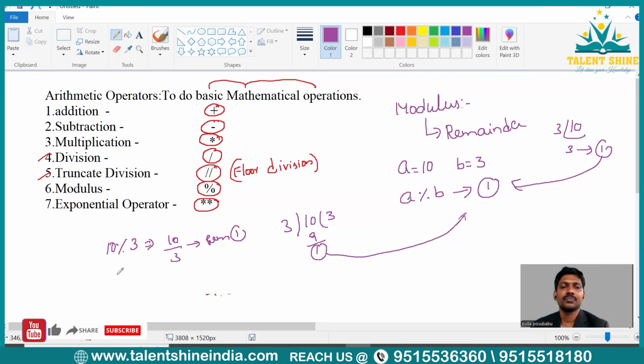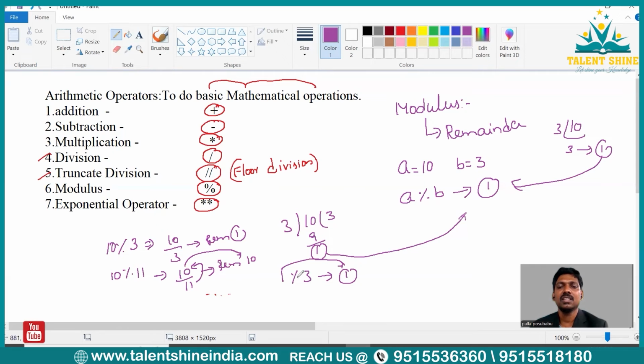Now, if I have given here the numerator as 10 and the denominator as 11, when 10 is divided by 11, what could be the remainder? The remainder is 10. So whenever the numerator is less than the denominator, the numerator itself will be the remainder. If I have given 1 mod 3, the remainder is 1 itself, because the numerator is less than the denominator. I hope everybody is clear, right?